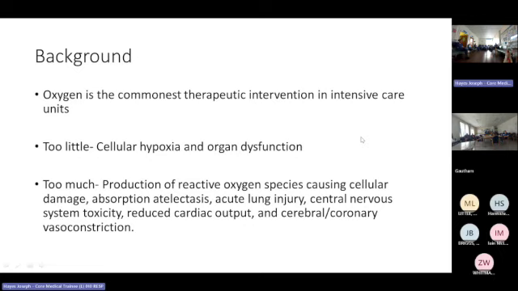So the background is that we know that oxygen is the commonest therapeutic intervention in intensive care units. We know that too little is harmful to patients, as it can cause cellular hypoxia and organ dysfunction. And too much is also harmful to patients by means of production of reactive oxygen species, causing cellular damage, absorption atelectasis, acute lung injury, central nervous system toxicity, reduced cardiac output, and cerebral or coronary vasoconstriction.